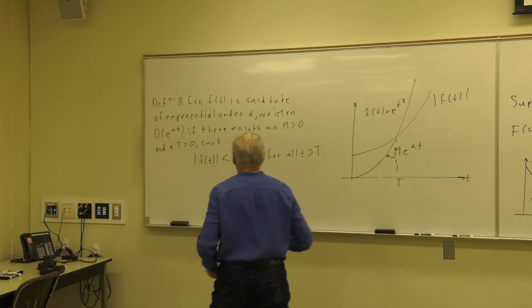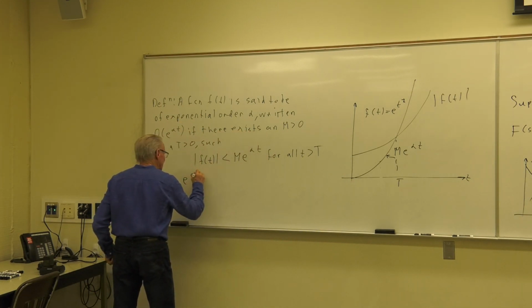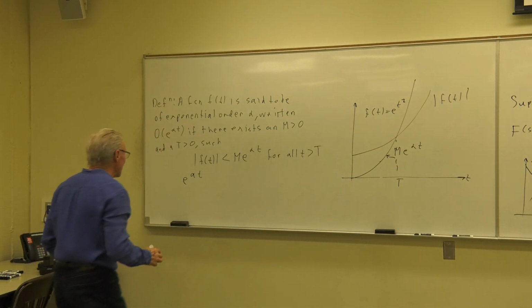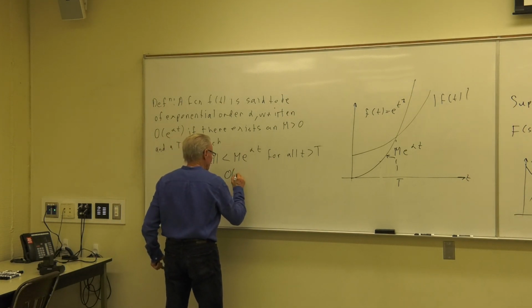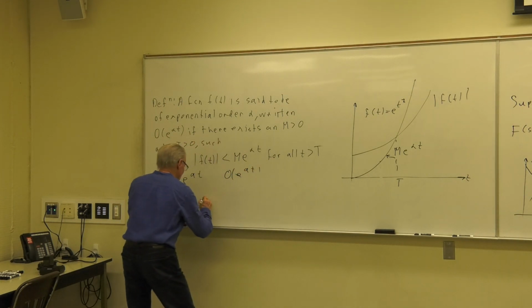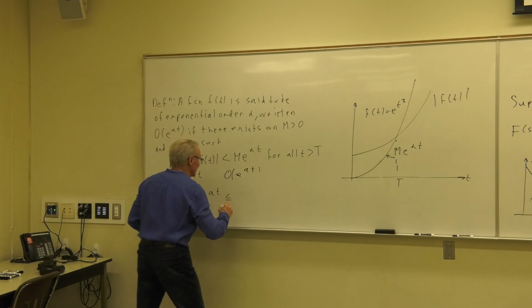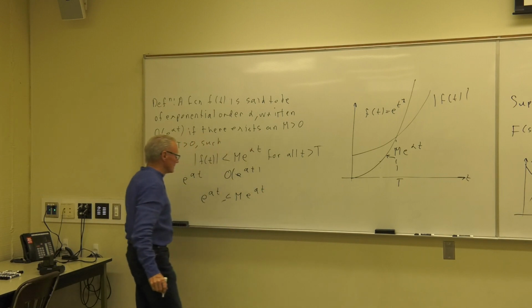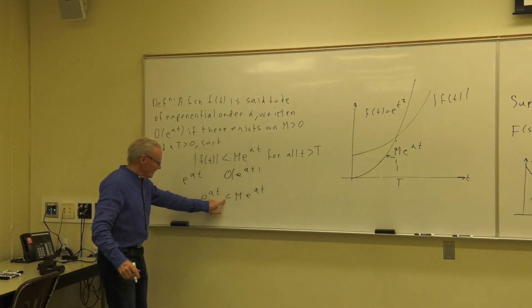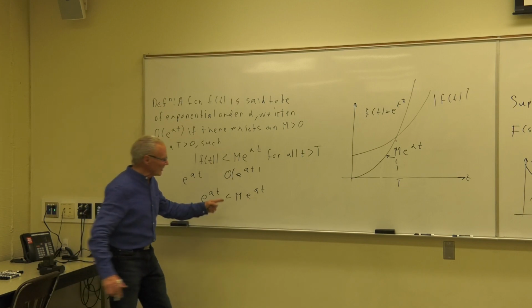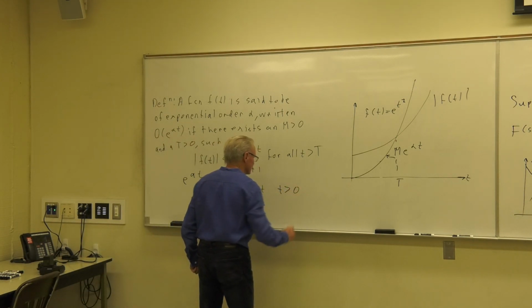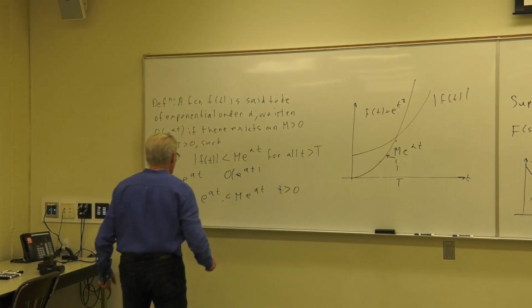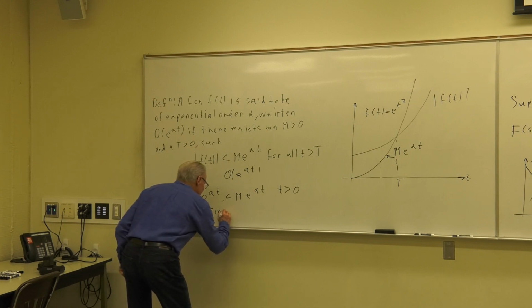Let's talk about a couple, all right? Is e to the at of exponential order something? I would claim that it's of exponential order alpha, because e to the at is less than or equal to some constant times e to the at. The answer is yes. Choose m equal to 2. And this would be for all t bigger than 0.